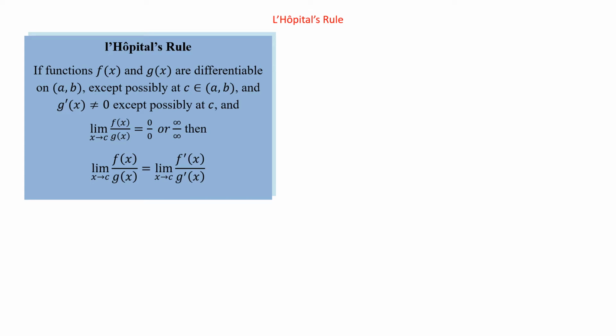And there's lots of hypotheses in this part, or lots of conditions. The limit as x goes to c of f of x over g of x equals 0 over 0. So we have a fraction going on here. It equals 0 over 0 or infinity over infinity. Then the limit as x goes to c of f of x over g of x would be the same as the limit as x goes to c of f prime of x over g prime of x. So what that means is we can take the derivative of the top and the bottom separately and then find the limit of that, and that'll be the same thing.